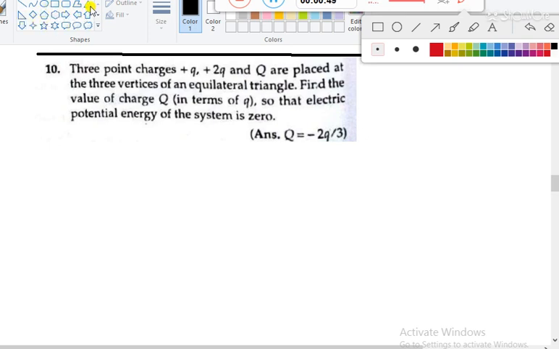So here we have to take an equilateral triangle. Three point charges plus q, plus 2q and q are placed at the three vertices of an equilateral triangle. Find the value of charge q in terms of small q so that the electric potential energy of the system is zero, and the answer is given here. So we have to prove that.